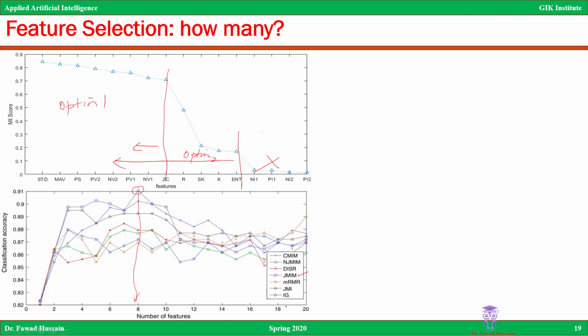Now, I'm not going to go into the details of all of these. This is joint mutual information. This is minimum redundancy, maximum relevance, and then there are different ones. So what we have discussed is just one aspect of feature selection.